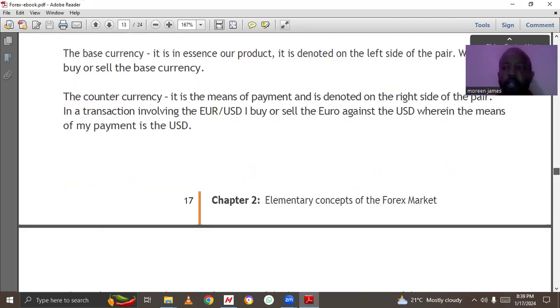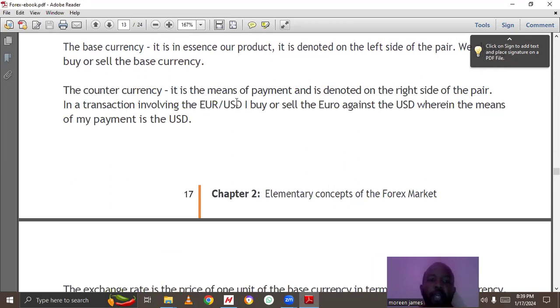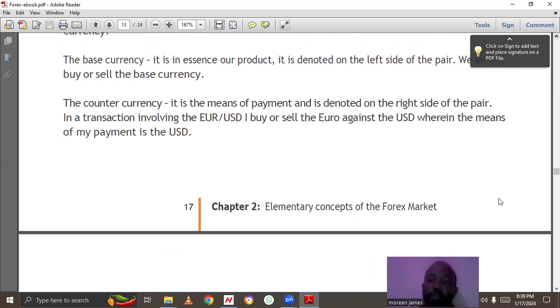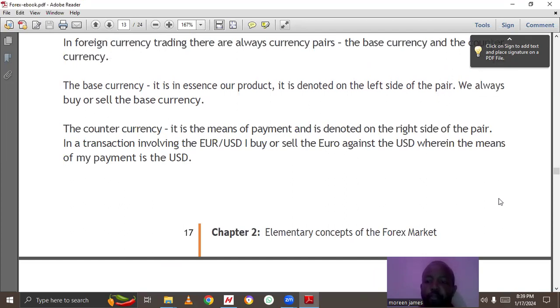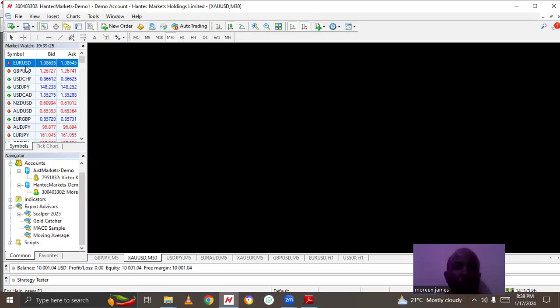So this is now the real thing. What we'll be doing. Okay, so we start with the base currency. So we were saying the counter currency is the essence of our product. So if someone asks you, what do you do in Forex? You purely tell them, I buy and sell money, because the only thing we are doing is buying and selling.